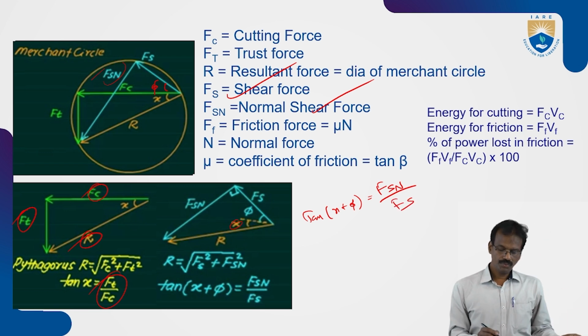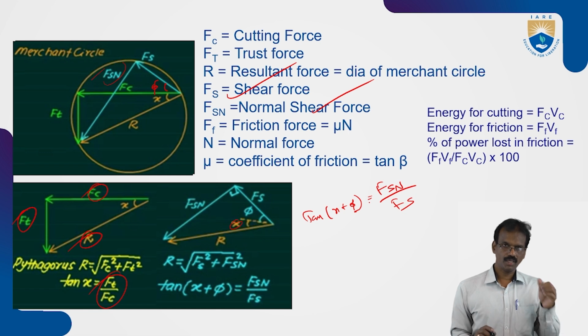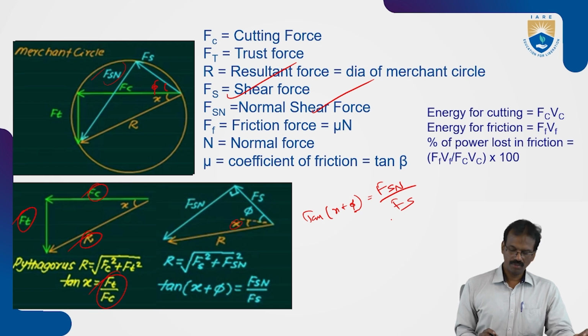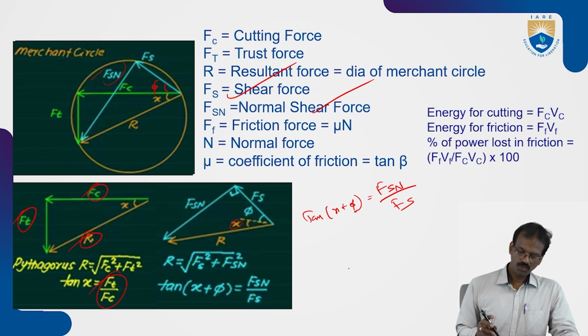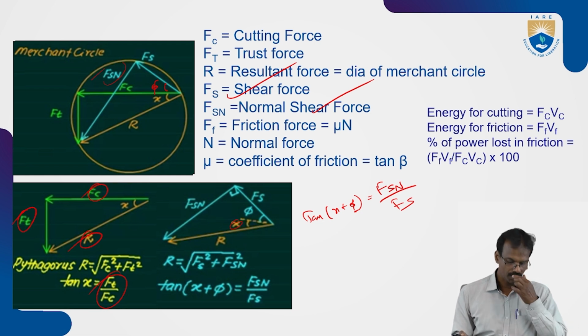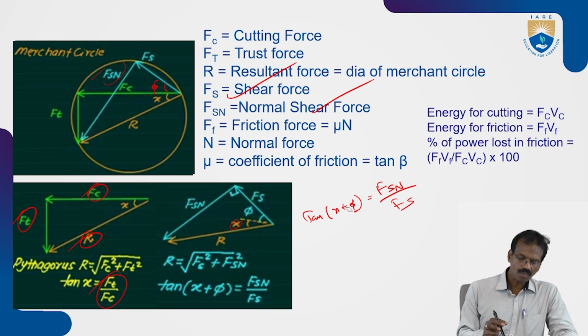Okay. So if you know the phi and x value, you can find out these values. Otherwise, if you know any one of these forces, you can find out the other forces. So by using these relationships, you can find out the unknown parameters, either angles or the forces also. We'll see one more triangle.